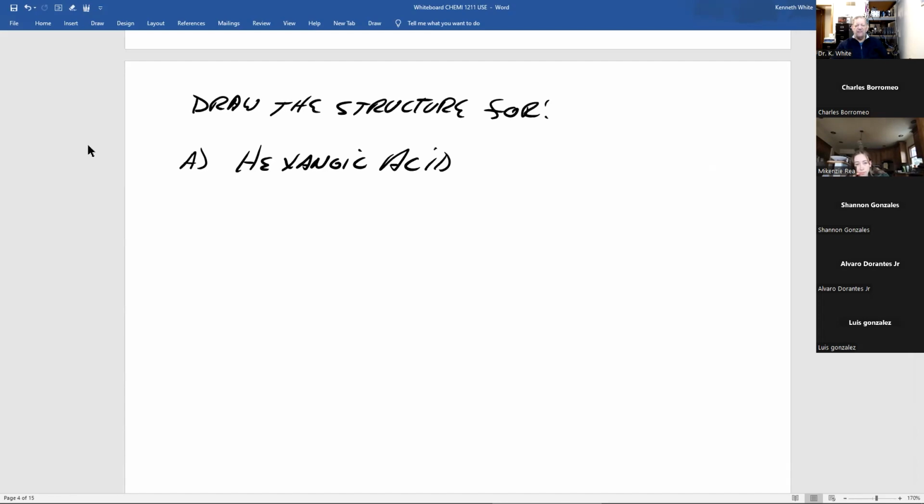Now, one thing I should point out, I always draw my carbonyls for carboxylic acids and aldehydes on the right. You can do it on the left too. I just don't. All right, how do you decode this name and determine what to draw? You start from the right and move left. OIC acid. That's a carboxylic acid.